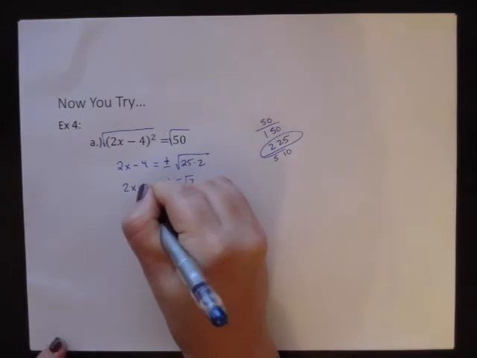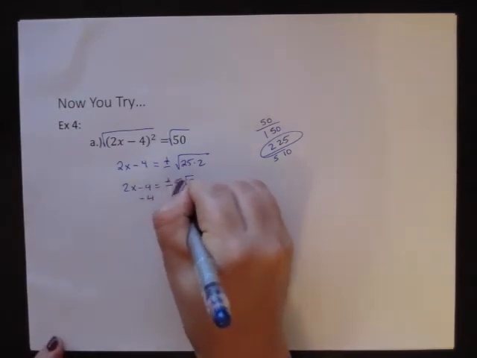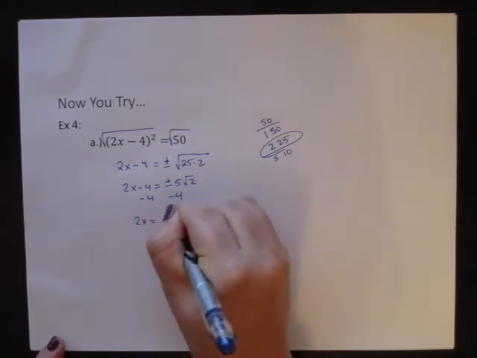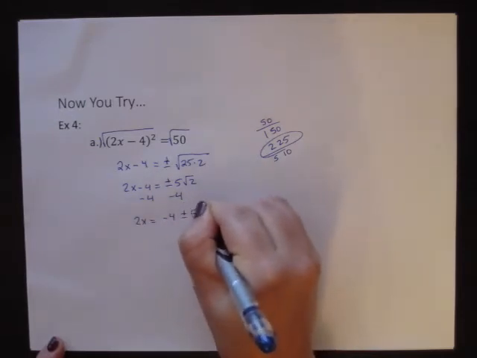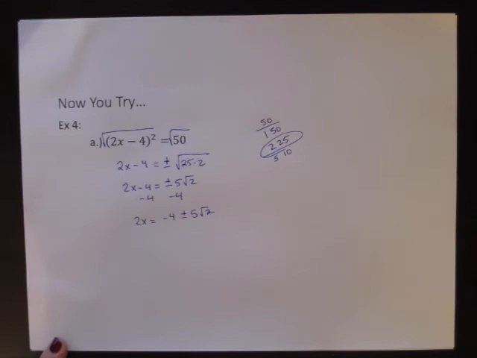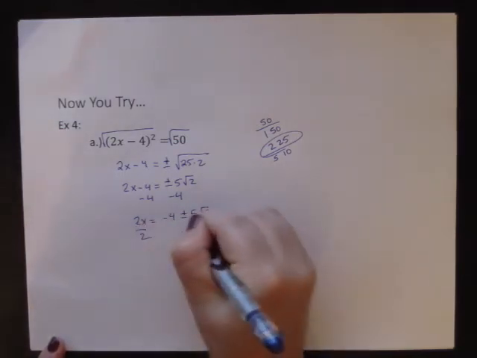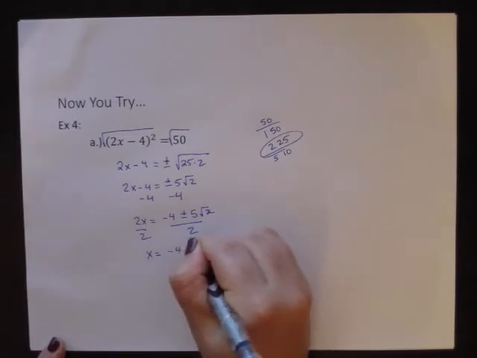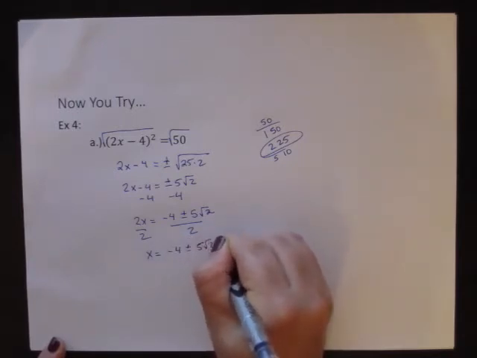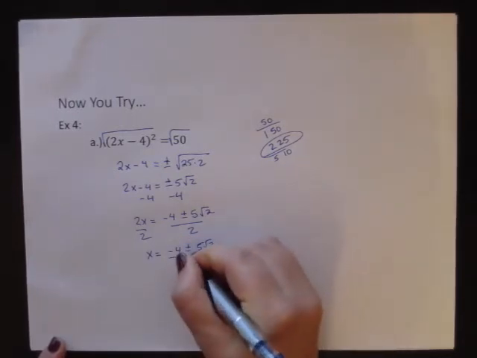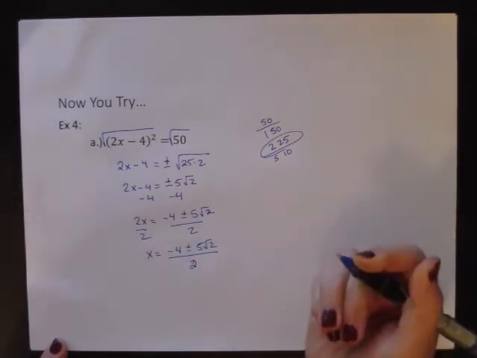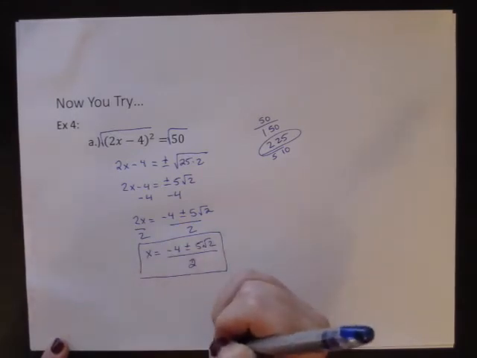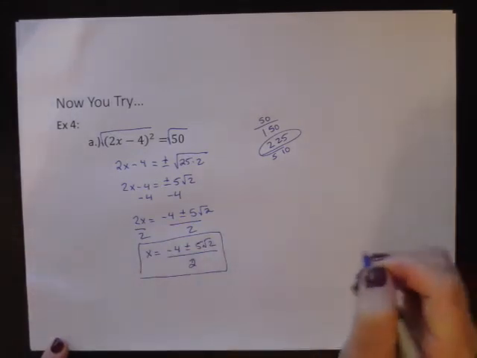Got to get x by itself, so I subtract 4 on both sides. When I subtract 4 on both sides, I've got 2x equals negative 4 plus or minus 5 square root 2. Alright, then I'm going to divide everything by 2. So x equals negative 4 plus or minus 5 square root of 2, over 2. I check for canceling. They don't cancel out, so this is as far as I can take it. Alright?